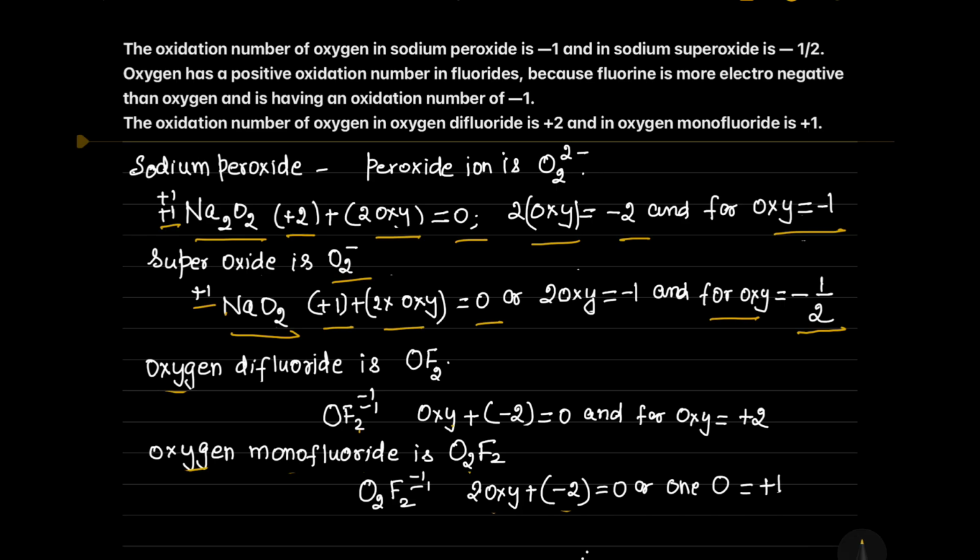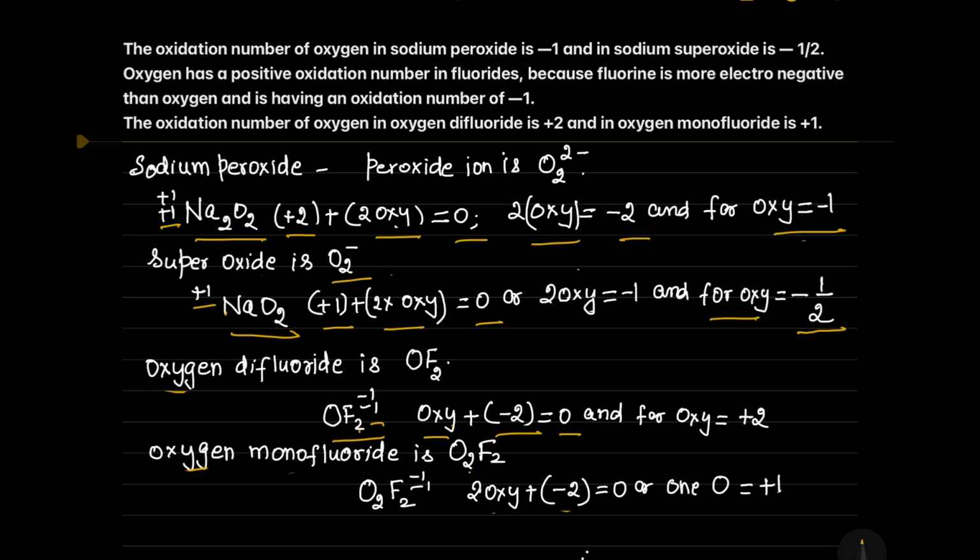the total oxidation number of the 2 fluorine atoms is -2. -2 plus the oxidation number of oxygen is equal to 0, since OF2 is a neutral compound, and for 1 oxygen it will come to +2.